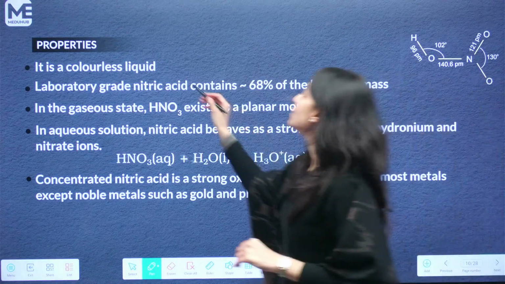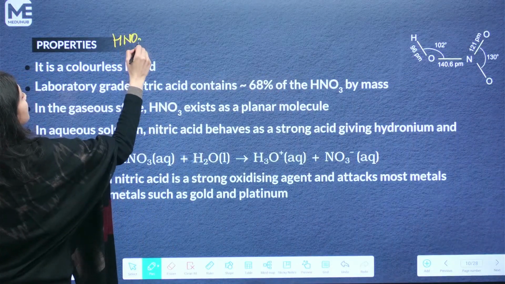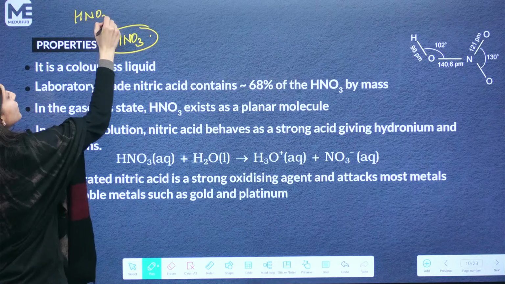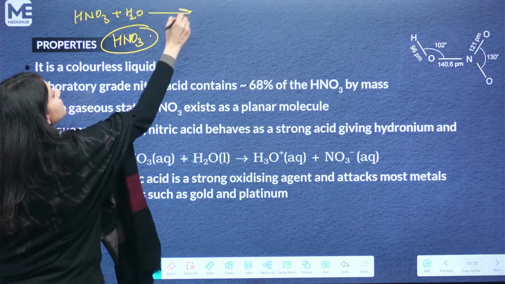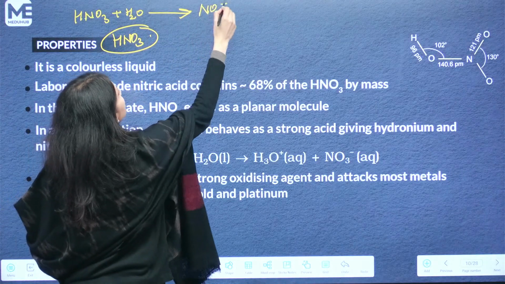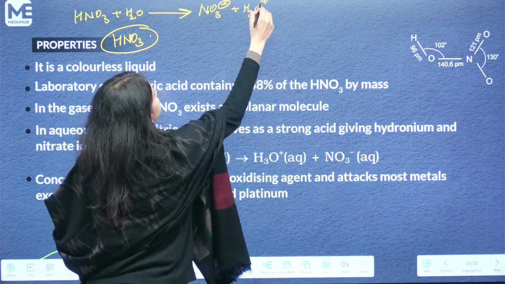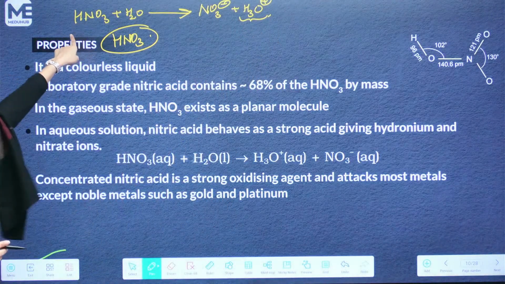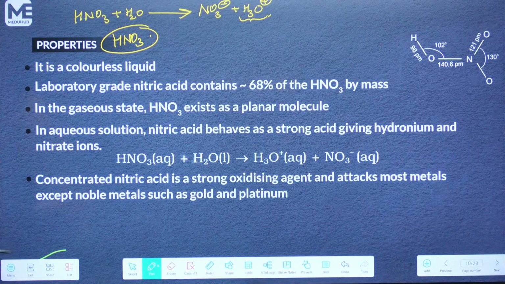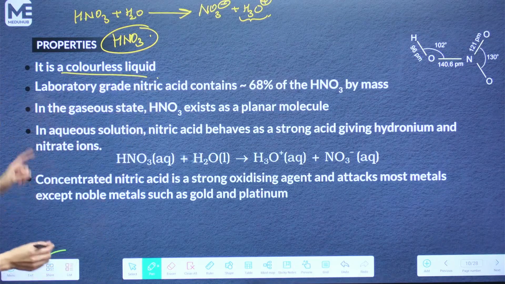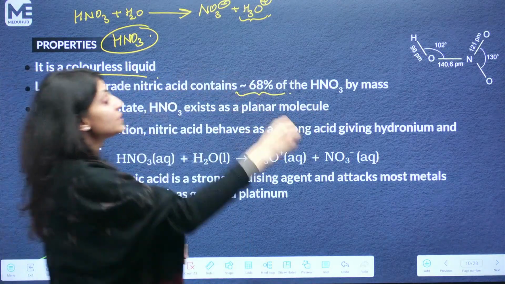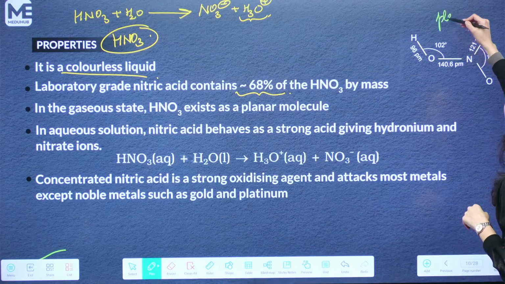So HNO3 is a colorless liquid and it is a very strong acid. So in water, HNO3 completely dissociates in water to give NO3 minus and H3O plus. So ये प्रोटॉन देता है वाटर में. So it's a very strong acid and NO3 minus is also a very strong oxidizing agent. We'll just see. So it is a colorless liquid. In the lab, what we use contains 68% of HNO3 by mass. If you talk about its structure, it is a planar structure.